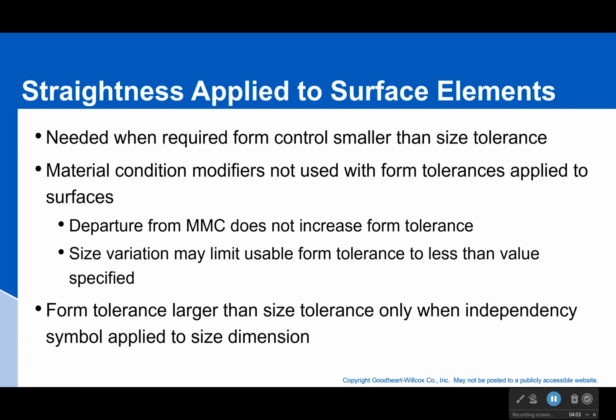Now, when it's applied to surface elements, there is no material condition modifier, okay? No material condition modifier. You won't see the M modifier. You won't see the L modifier. You're not allowed to use those. Also, in these cases, departure from the max material condition does not increase the form tolerance, and our size variation may actually limit our usable form tolerance, because we have to have that perfect form at the max material condition. So if I'm almost at perfect form, then my variation is going to be very small up. I might still have some down, but very small up. And since it can't go very far up, I'm going to have a much smaller effective form tolerance.